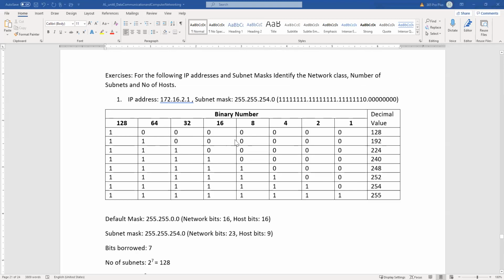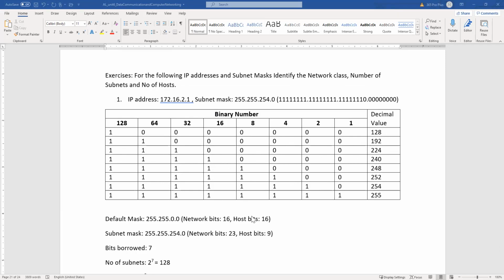So in this exercise, we are supposed to find out the class of the network, and the number of subnets and the number of hosts. The given IP address is 172.16.2.1, and the subnet mask is given as 255.255.254.0.